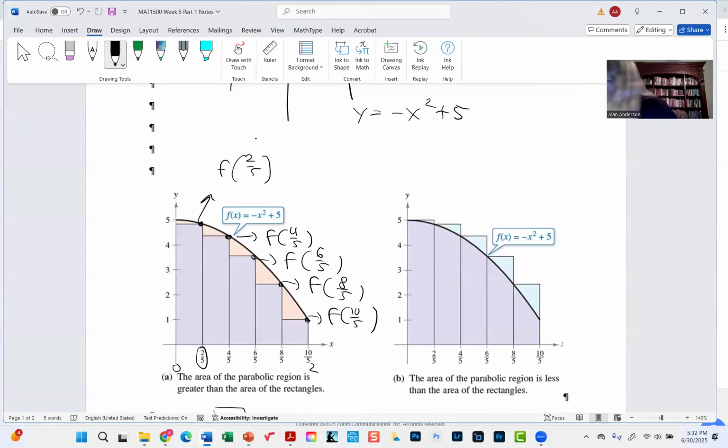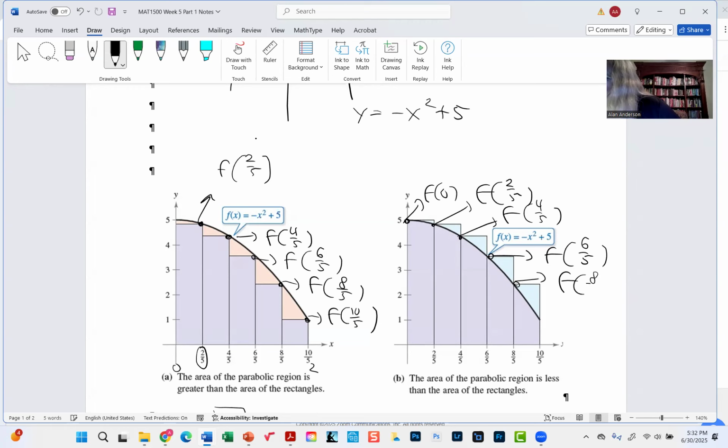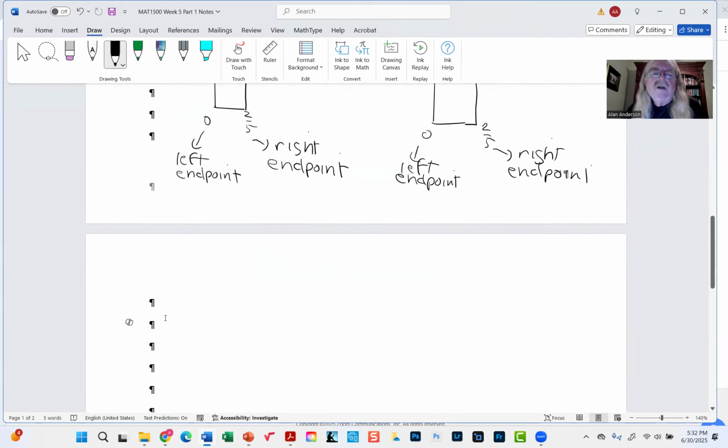Now, in the graph over here, you notice that the heights come from the left endpoints. This is f of 0. F of 2/5, 4/5, 6/5, and 8/5. And again, you can figure out the heights of these rectangles. You can then calculate their areas. And when you add up the areas, you'll see that it's a little too big compared to the actual area under this curve. So what do we do?